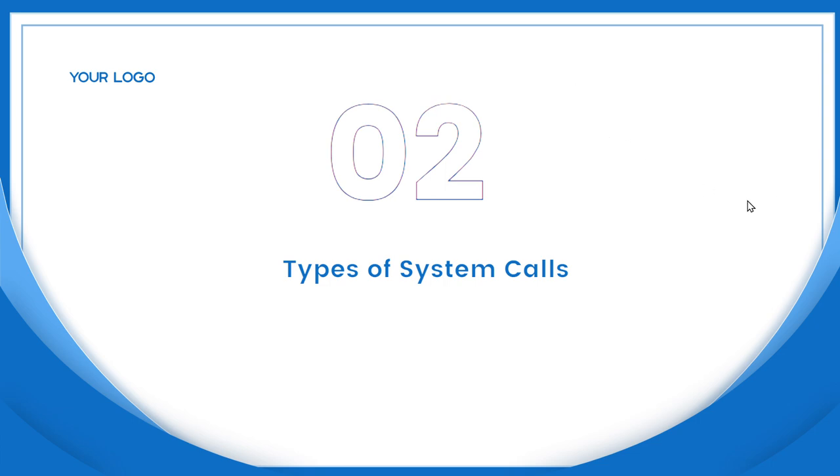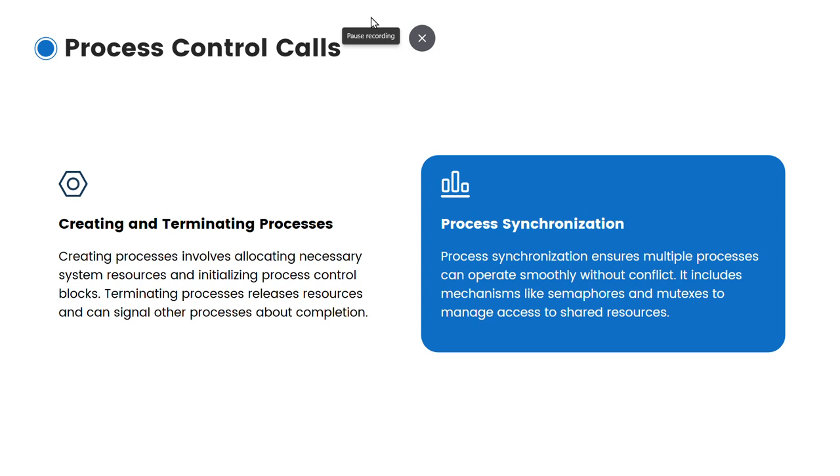Second, types of system calls. Process control calls. Creating and terminating processes. Creating a process involves allocating necessary system resources and initiating process control blocks. Terminating a process releases resources and can signal other processes about completion.